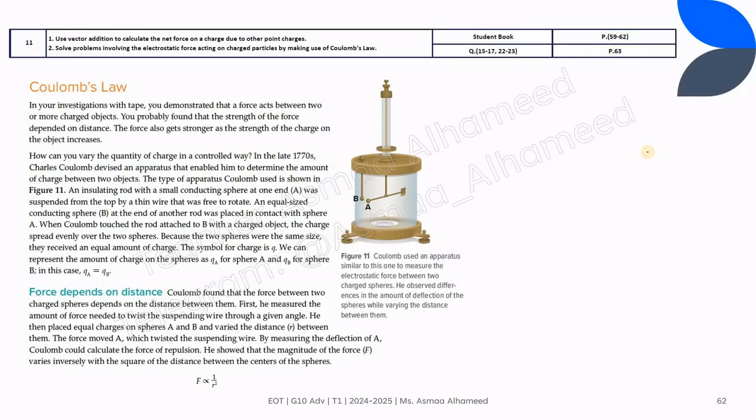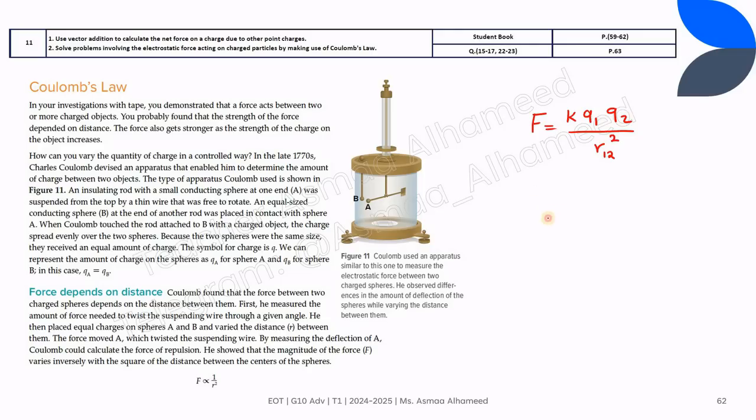Coulomb's law tells me that there is a force between any two charges, whether it's attraction or repulsion, and we calculate it using Coulomb's law. So the equation is F is equal to K, the first charge, the second charge, divided by the distance between the first and the second charge squared.